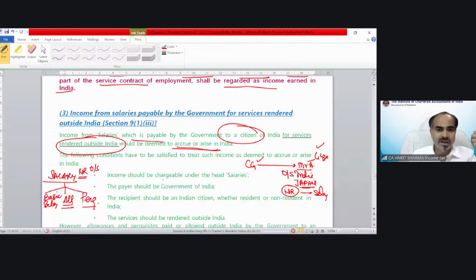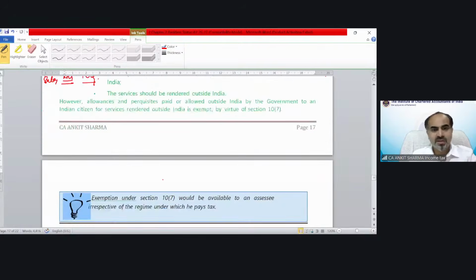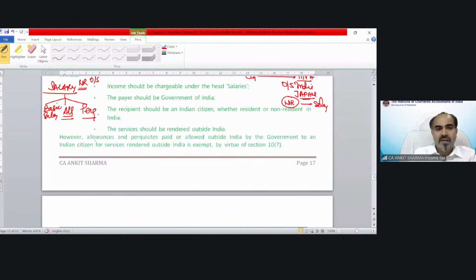If it is not a government, if it is a private company, that is not going to be taxed. You can go through this. You can see that. However, allowances and perquisites paid outside India by the government to a citizen for service rendered in India are exempted. So only basic salary is going to be taxed.